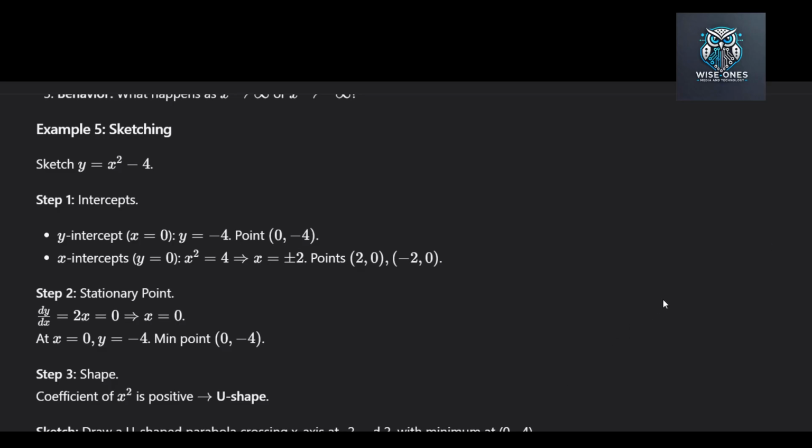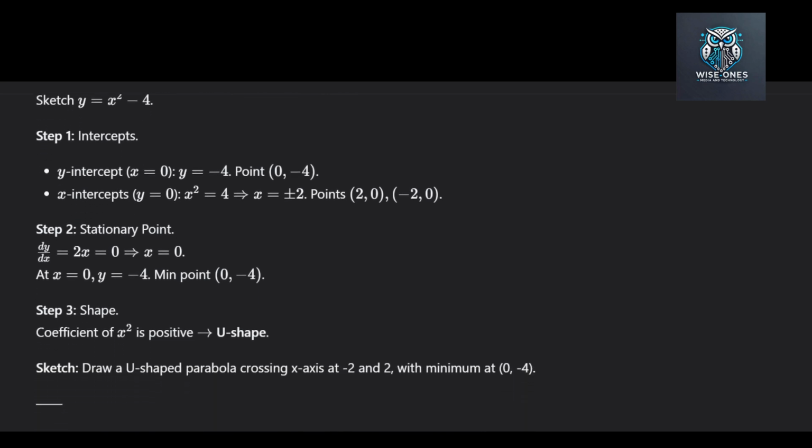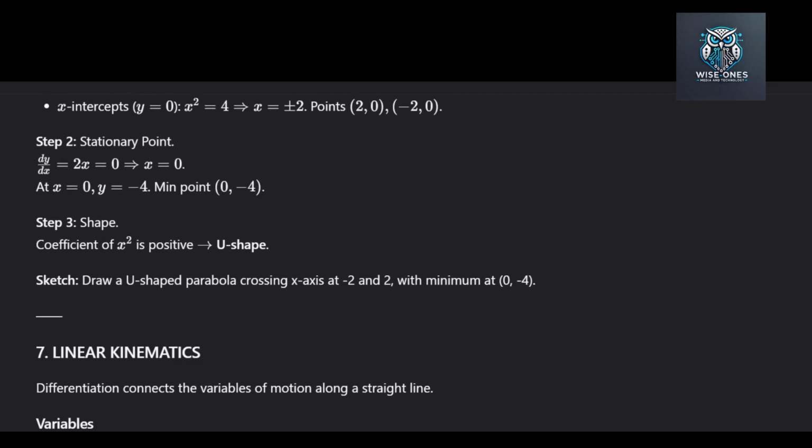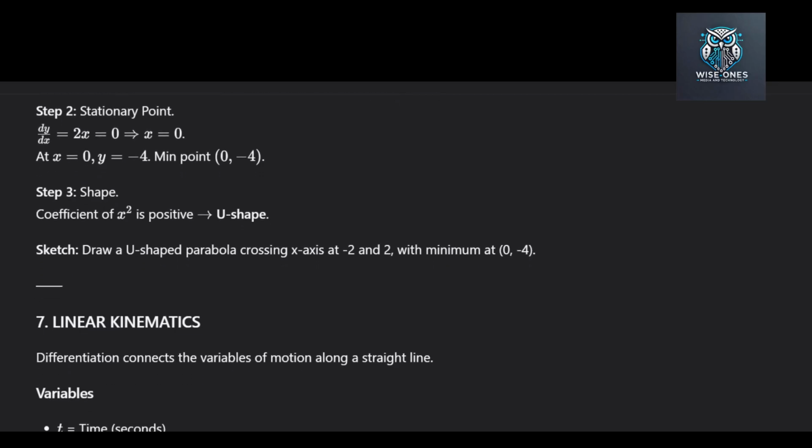Step 2. Stationary point. Find dy/dx. It is 2x. Set 2x equals 0. So x equals 0. At x equals 0, y equals negative 4. So there is a minimum point at open bracket 0 comma negative 4 close bracket. We know it is a minimum because the second derivative is 2, which is positive.